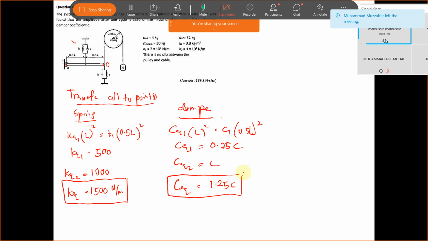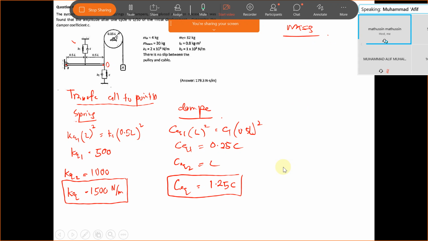Okay, and then next adalah kita nak transfer all the masses we have. So how many masses do we have? Kita ada mass A, we have mass of beam dan juga mass of disk C. Okay, so let's have a look at mass of A first. So mass A, how to transfer?